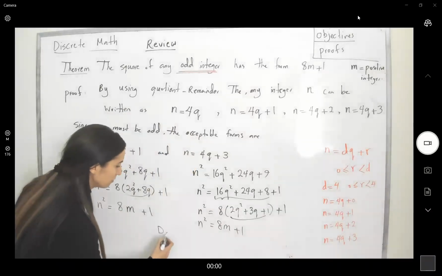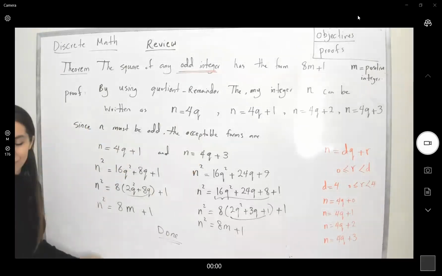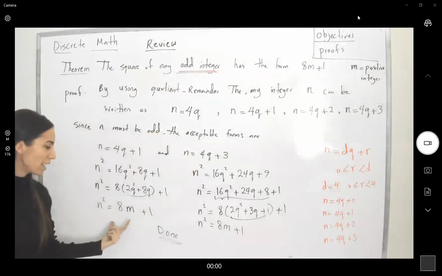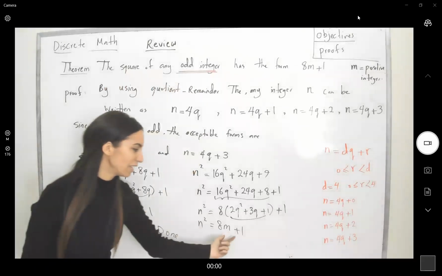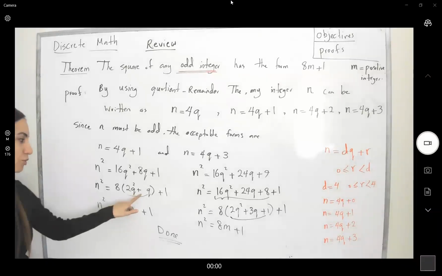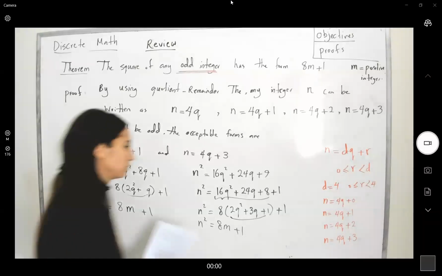And return. The square of any odd integer has the form 8m plus 1. So this is just q, 2q squared plus q. I wrote 2 here, thank you.